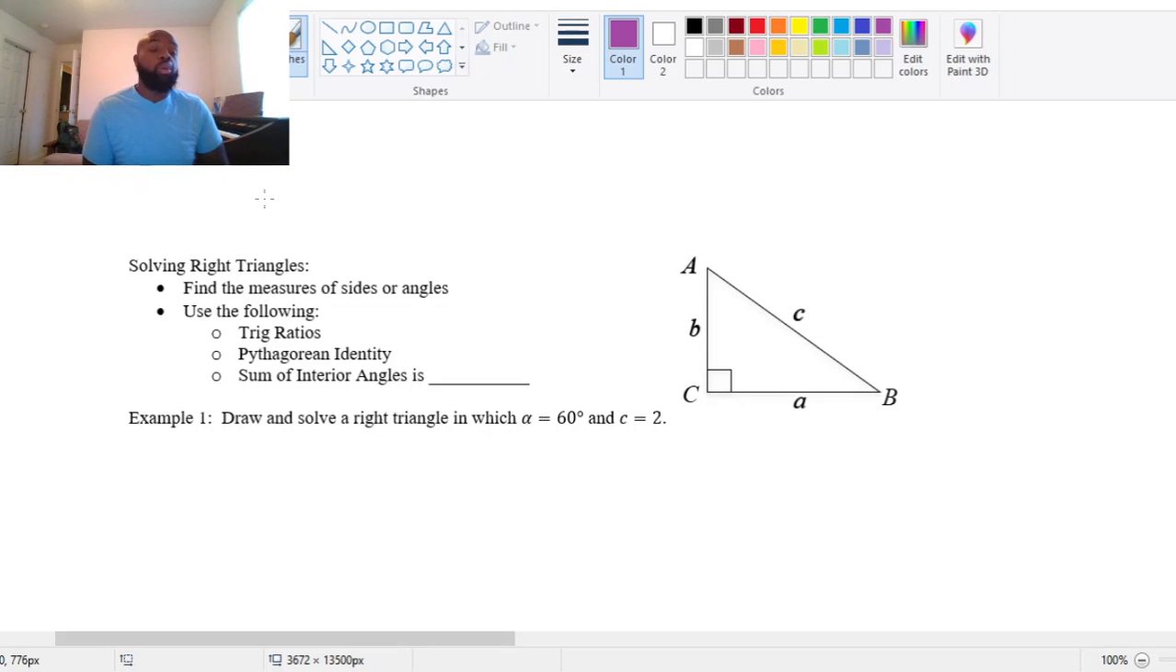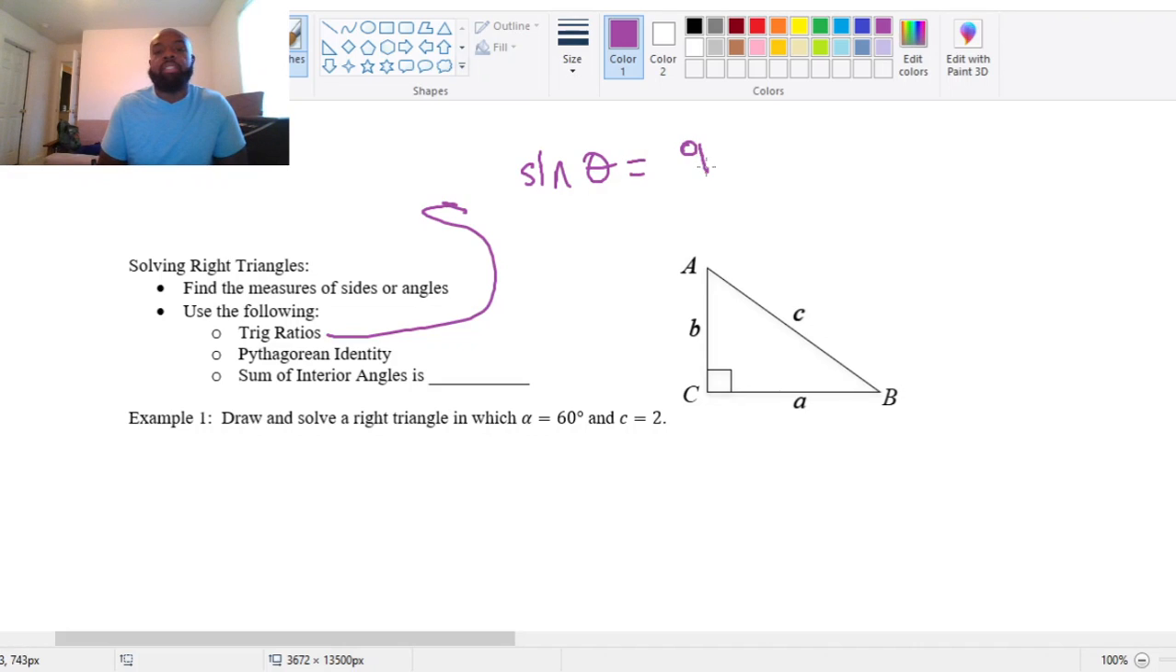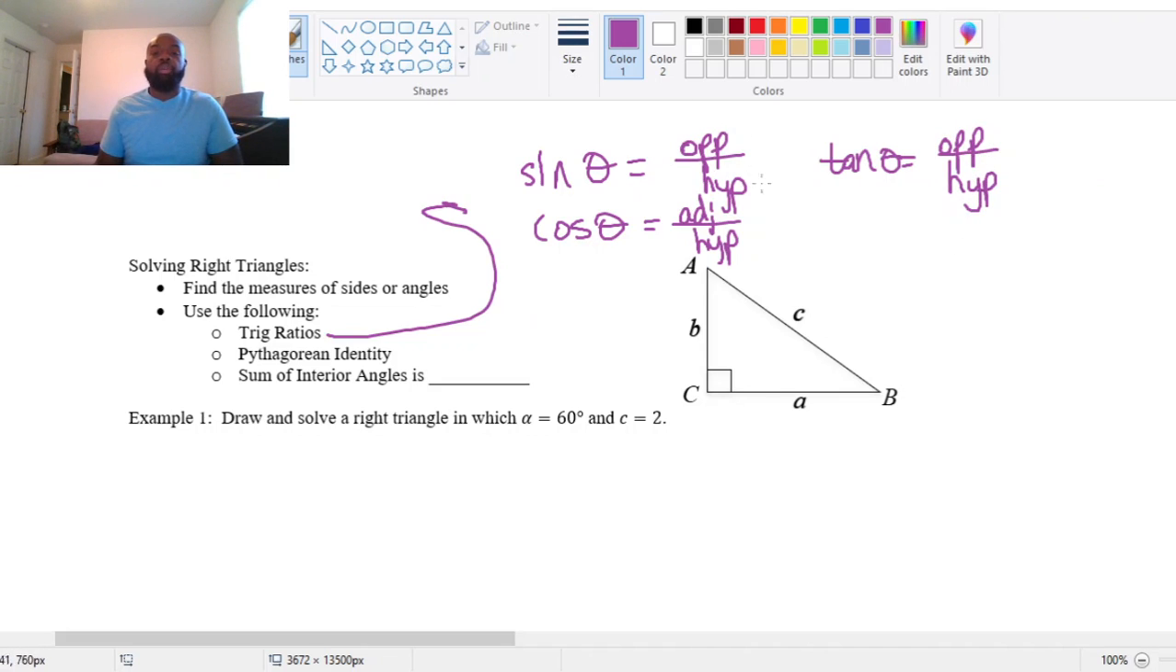With those, we're going to use our trig ratios. When I say trig ratios, I mean the fact that sine of an angle theta is opposite over hypotenuse, cosine of theta is the adjacent side over the hypotenuse, and tangent of theta equals the opposite over the adjacent. These are our trig ratios. A ratio is a division of two numbers, so sine of theta is the ratio of the length of the opposite side to the length of the hypotenuse, and so on. We can also use the Pythagorean identity, sine squared of theta plus cosine squared of theta equals 1. And we have to remember that the sum of the interior angles of a triangle is 180 degrees.